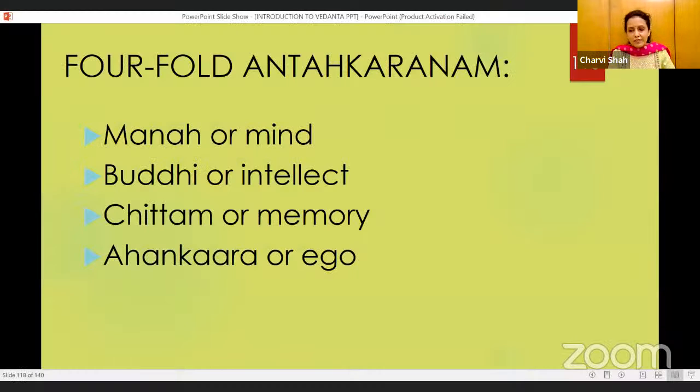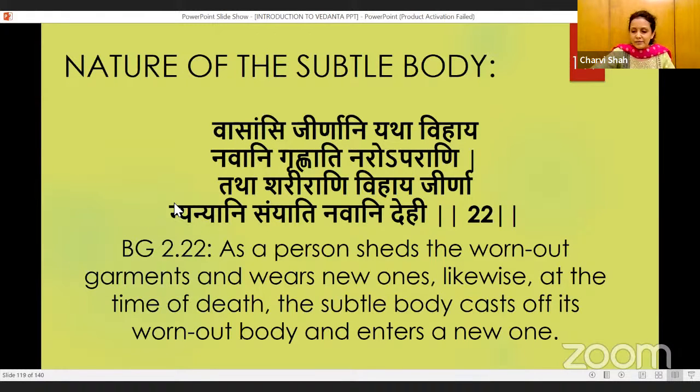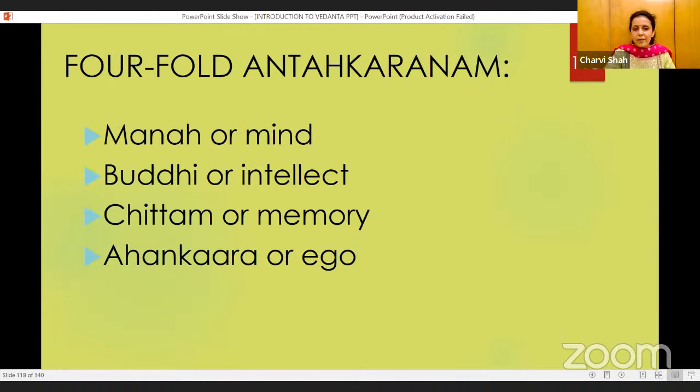Okay? So these four put together, they are called Chatvari Antakaranani. Please remember this carefully. It is extremely important. Manaha, Buddhi, Chittam and Ahankara.